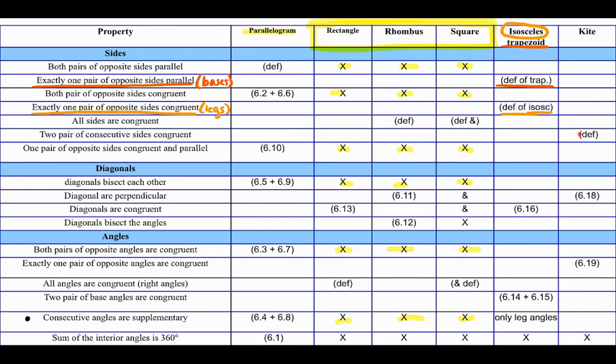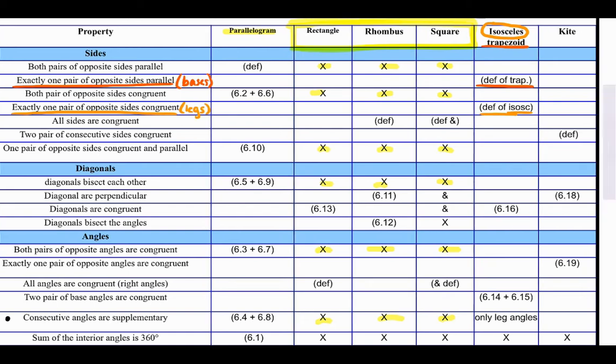You also have your definition of the kite and its theorems as well. So make sure that you're filling in your information for this chart. It's going to be quite useful over the next several lessons.